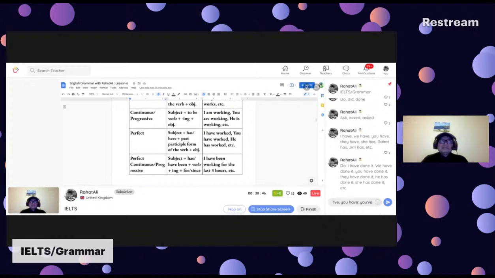Jim was telling that he has done this job. So it has become a weaker form. When you say "you have," here "you" and "have" are stronger forms, but when you say "you've," then "have" becomes a weaker form.